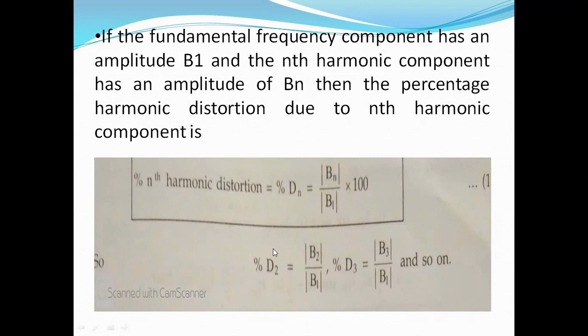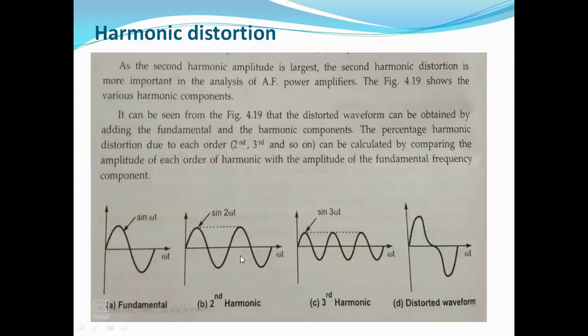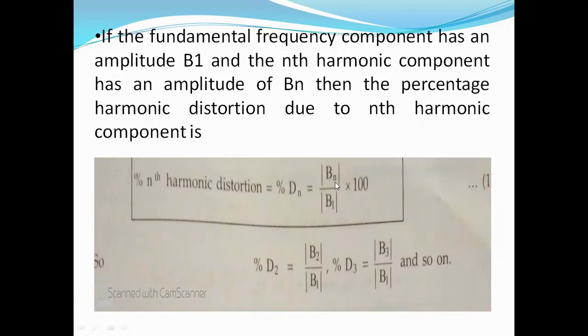If you want to calculate the distortion due to the second harmonic frequency, because of this 2f component we may have some distortion, and that should be calculated using this formula: percentage D2 is equal to b2 by b1. Similarly, due to the third harmonic frequency, the distortion is D3 equal to b3 by b1, and so on. So this is the distortion formula in terms of percentage. Due to nth harmonic, this is the distortion; due to second harmonic, this is the distortion; due to third harmonic, this is the distortion.